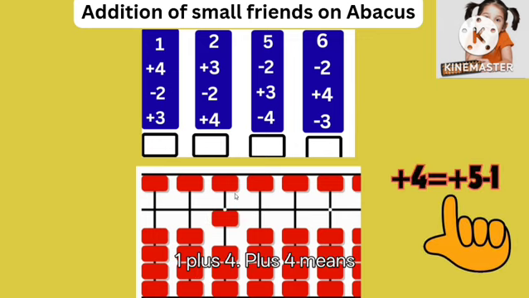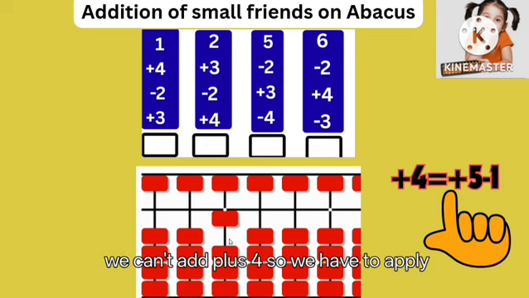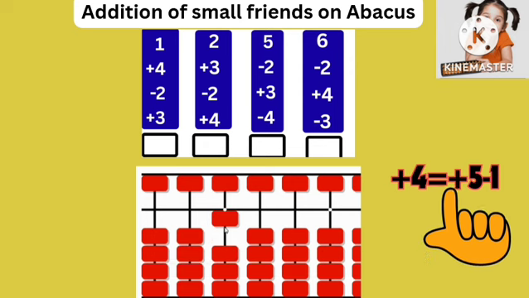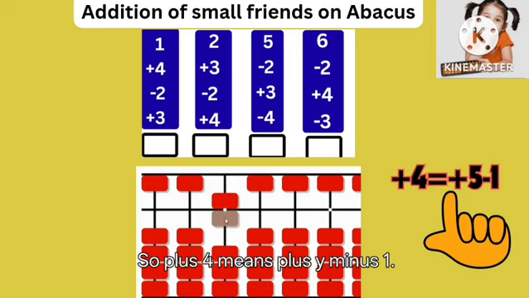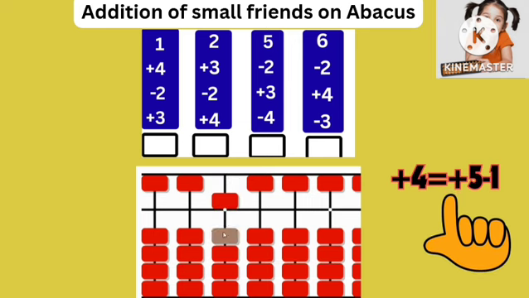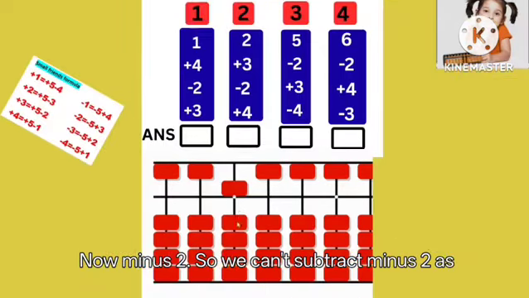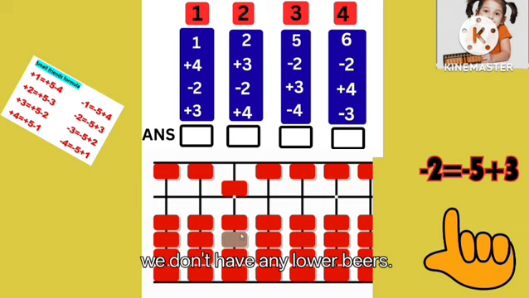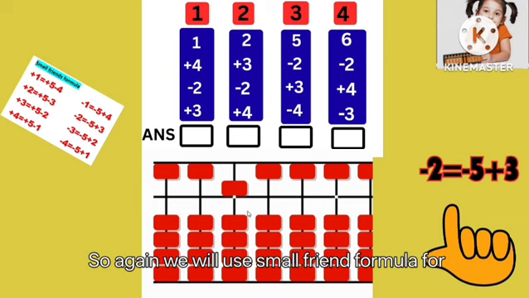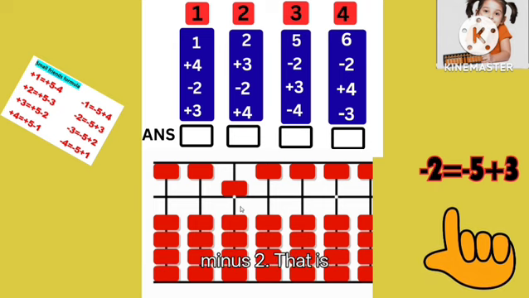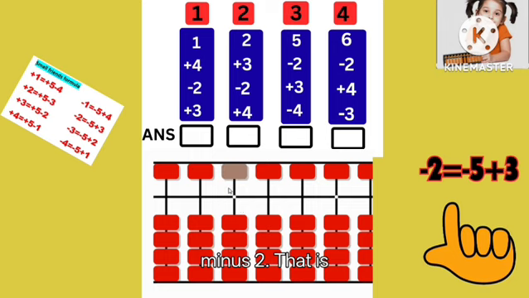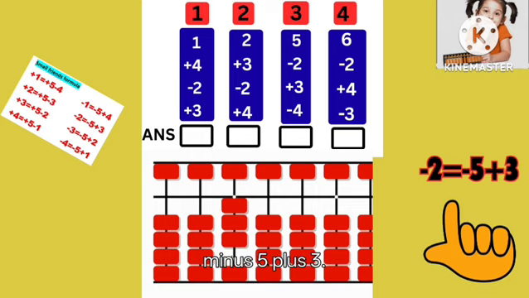Plus 4. Plus 4 means we can't add plus 4, so we have to apply the formula for plus 4. So plus 4 means plus 5 minus 1. Now minus 2. So we can't subtract minus 2 as we don't have any lower pairs. So again we will use the small friend formula for minus 2. That is minus 5 plus 3.